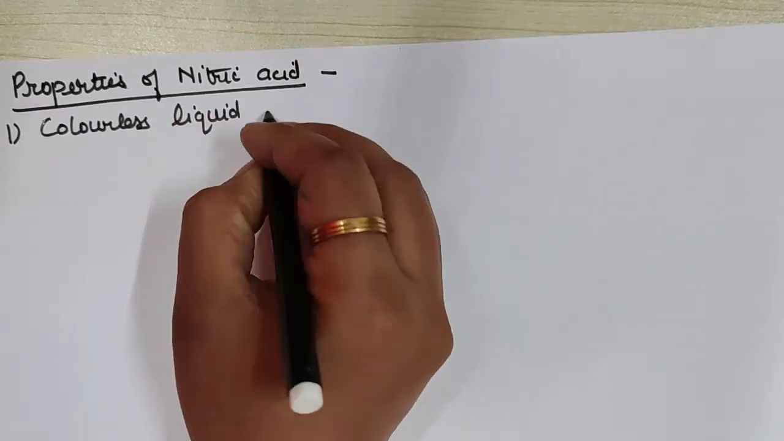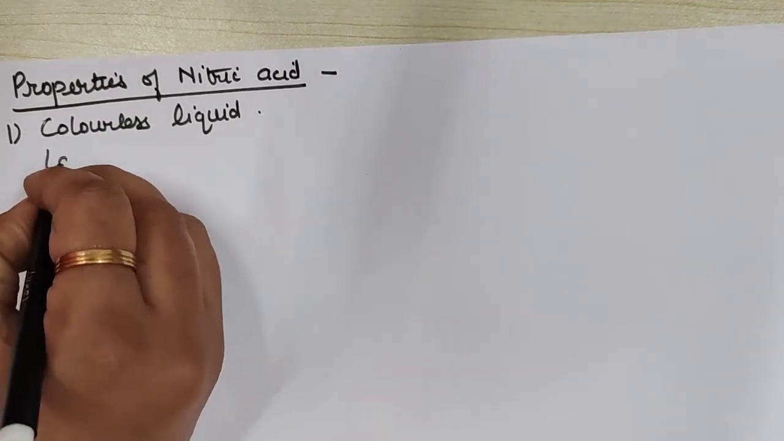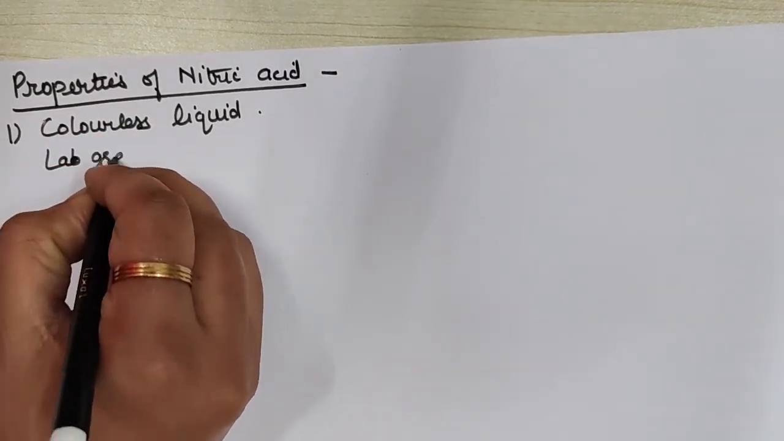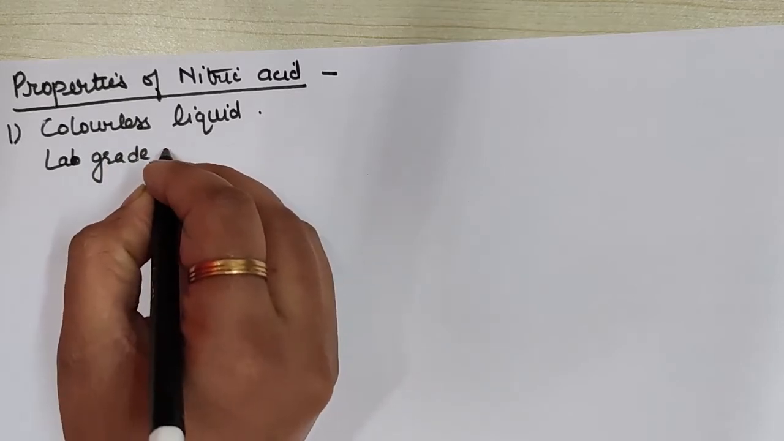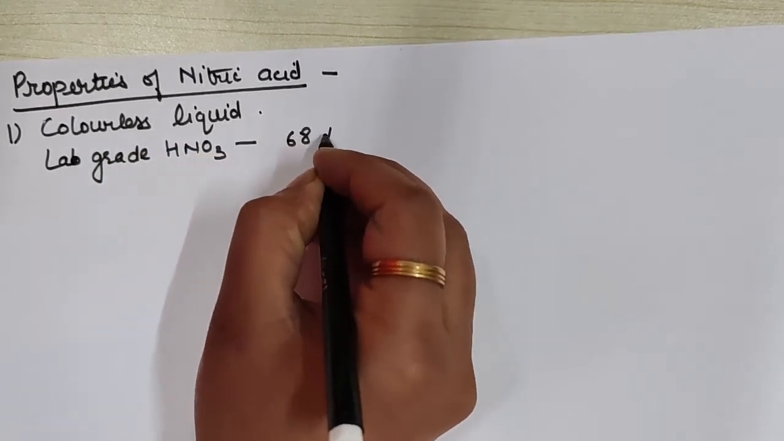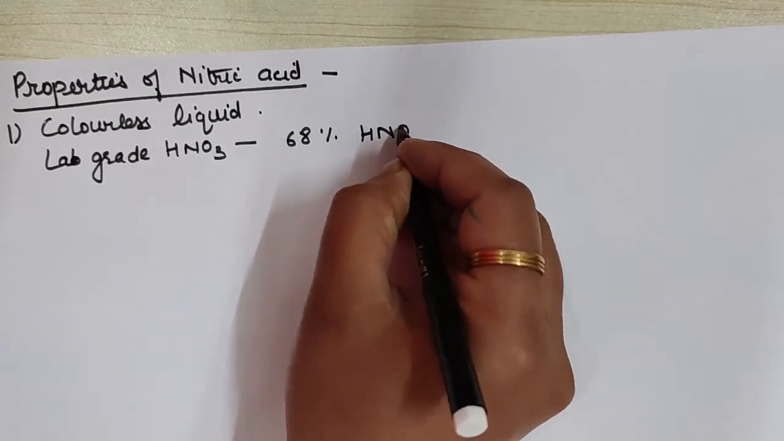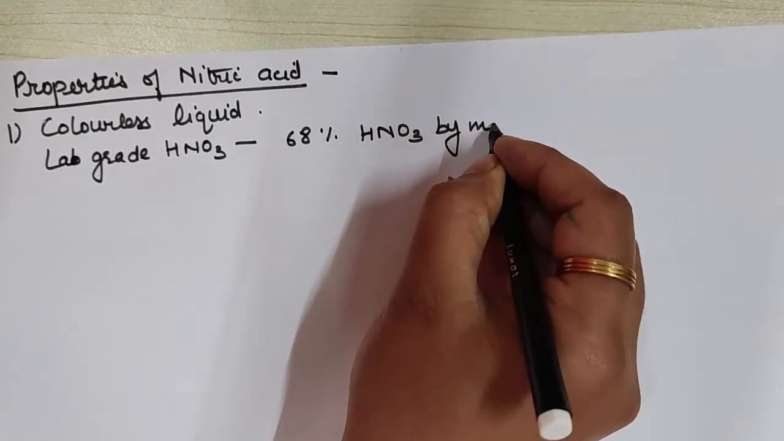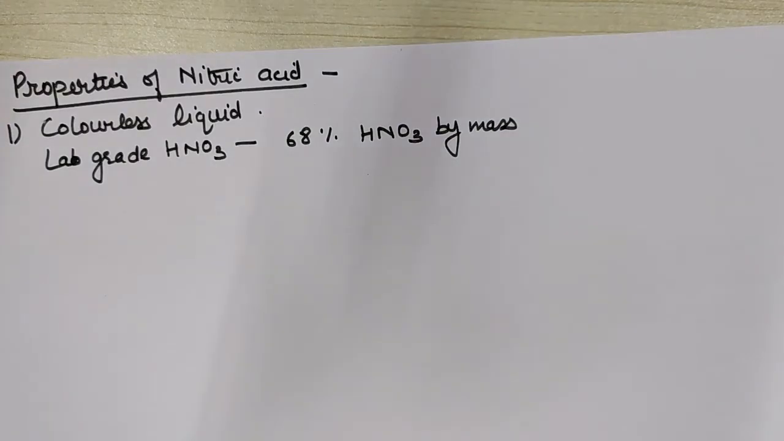And the nitric acid which is present in lab, we call it lab grade nitric acid. So lab grade nitric acid is 68% nitric acid by mass, the one which is present in lab.